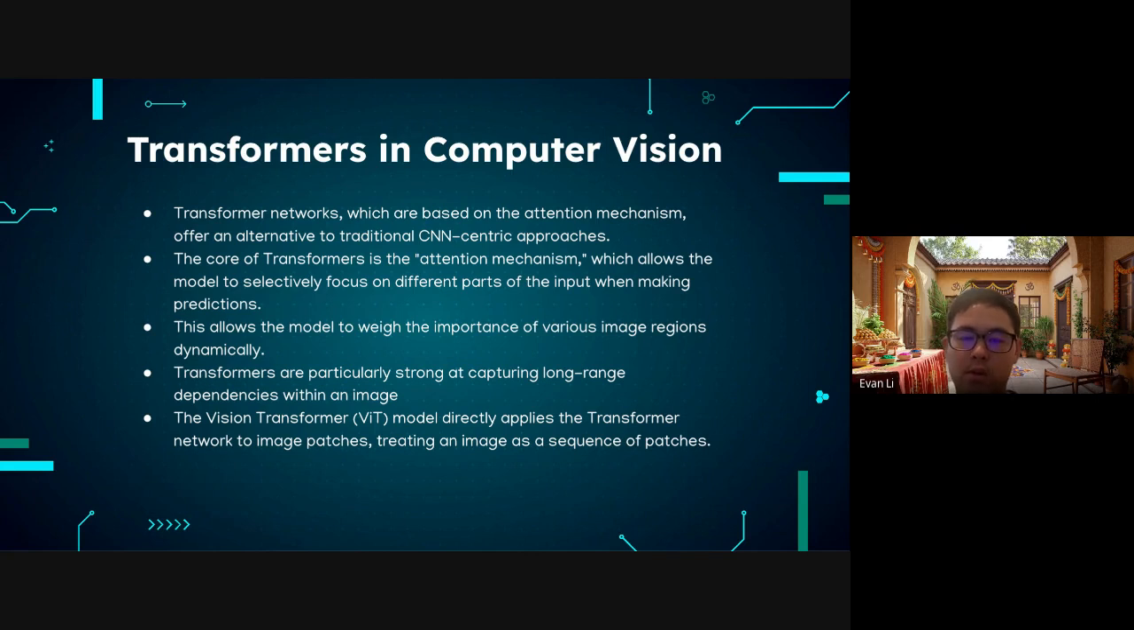Beyond ViT, researchers are also actively exploring hybrid CNN-transformer architectures. These hybrid models seek to combine the strengths of both CNNs and transformers, leveraging CNNs for their efficiency in local feature extraction and transformers for their powerful global context modeling capabilities. This fusion of approaches is proving to be a very promising direction, leading to new state-of-the-art results in various computer vision tasks and pushing the boundaries of what's possible in the field.